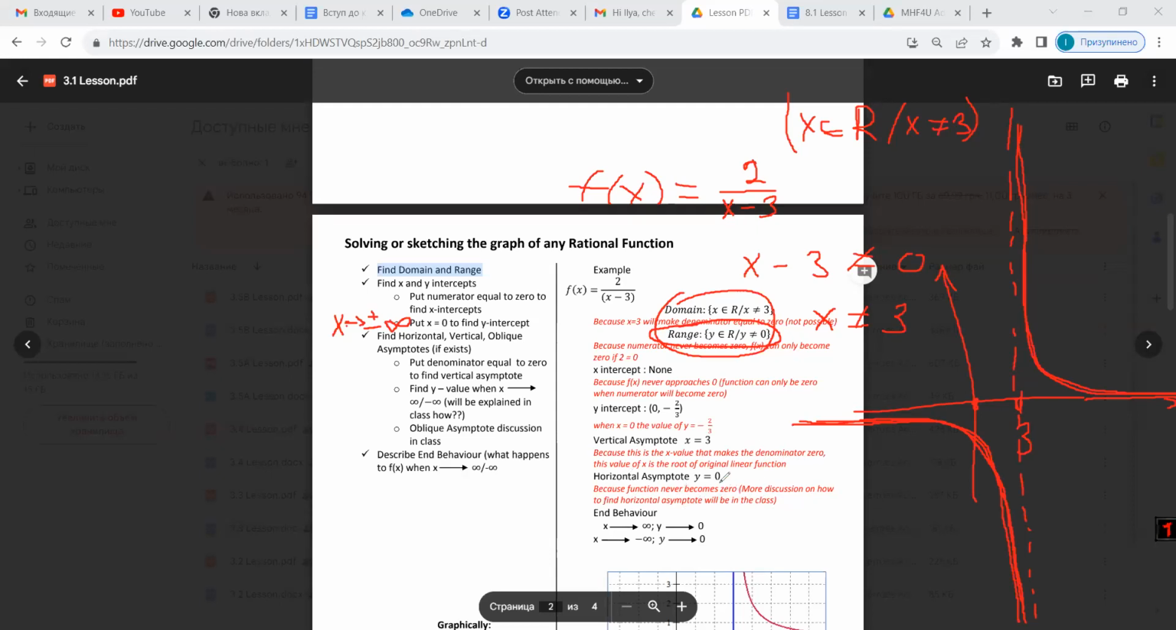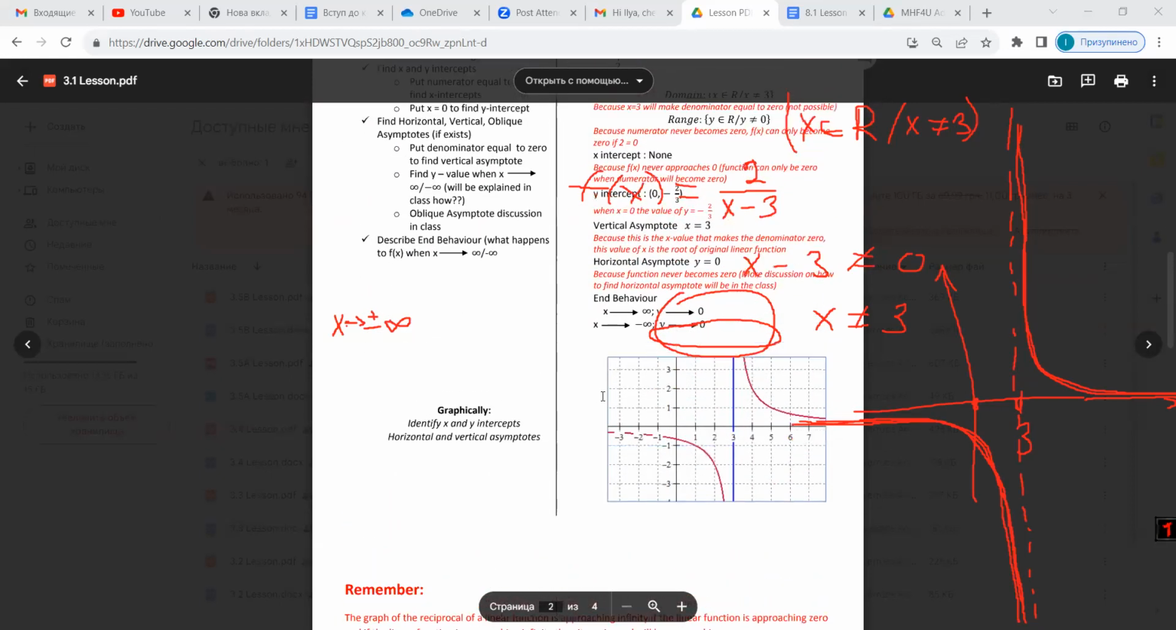Yes. So for the horizontal asymptote, as I've said, basically approach x to plus and minus infinity and see what value you get. It's not so overcomplicated.